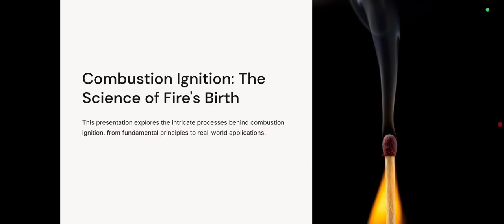Combustion ignition, the science of its birth. This presentation explores the intricate processes behind combustion ignition, from fundamental principles to real world applications.